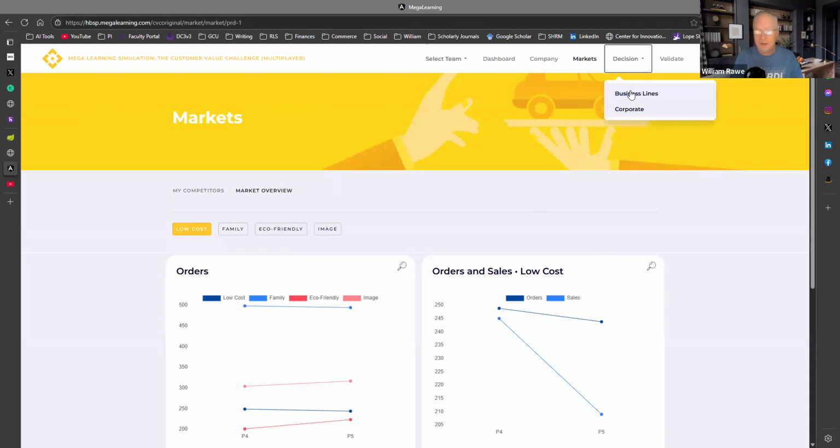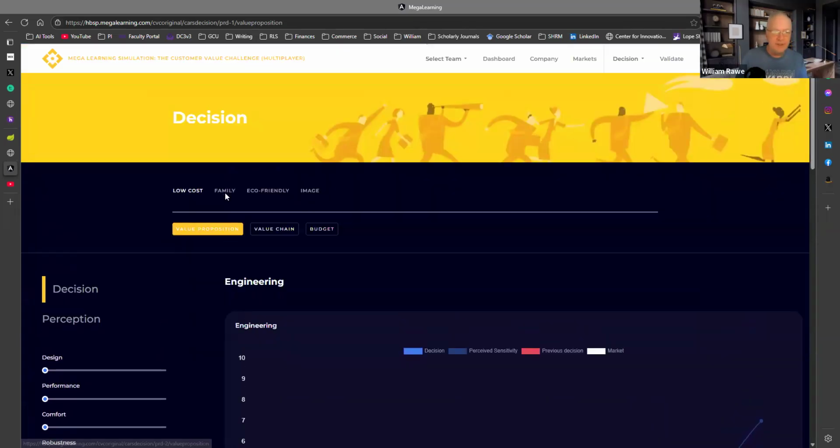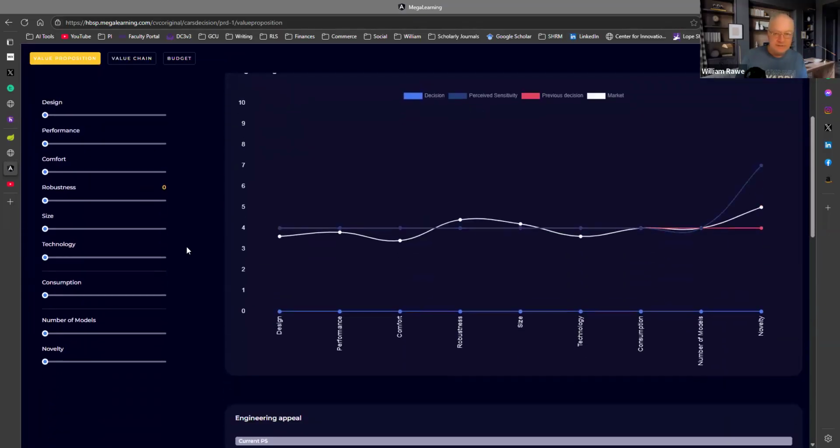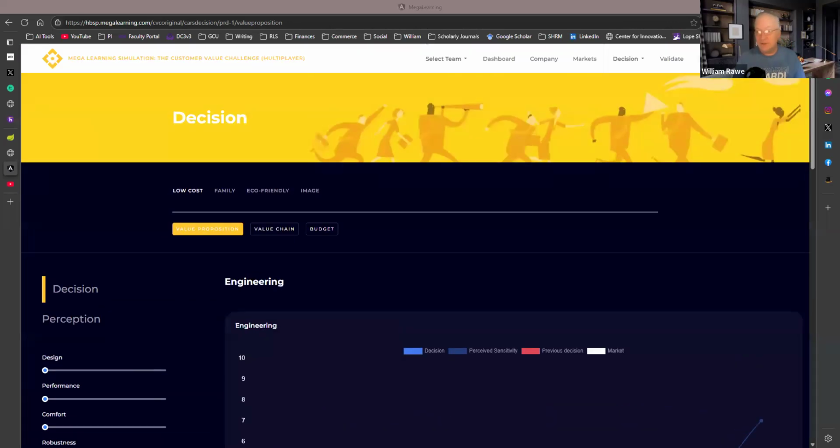And once you've got that figured out, we go to our decisions. We have business line decisions and corporate decisions. The business line decisions, you will make decisions for each business unit separately. And the way you make decisions is, number one, you've got to look at your cheat sheet, which is available in the simulation. Under this tab here, if I go to documents, the cheat sheet will be available.